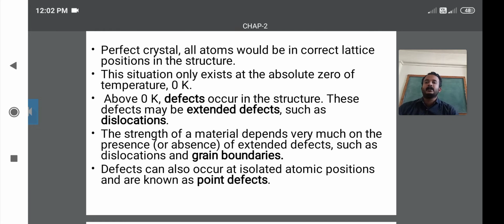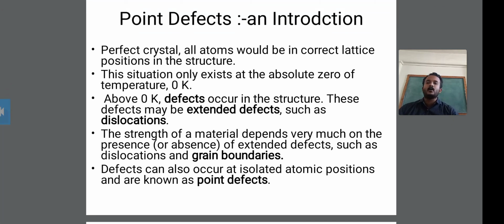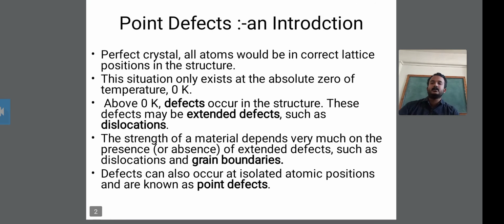The third point is that above 0 Kelvin, defects occur in the structure. These point defects occur in the structure, and the defects may be extended defects such as dislocation.